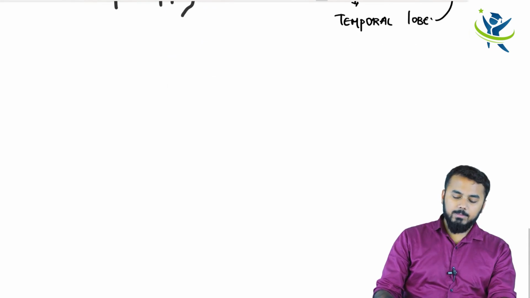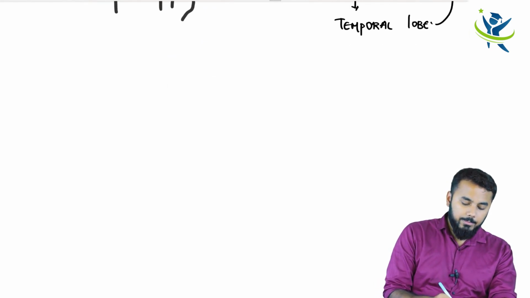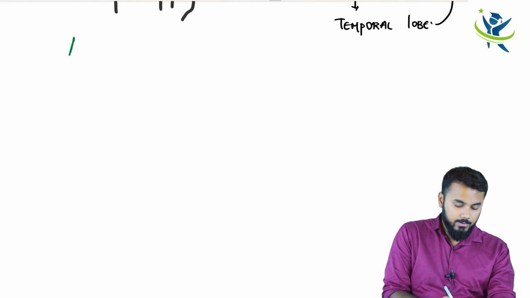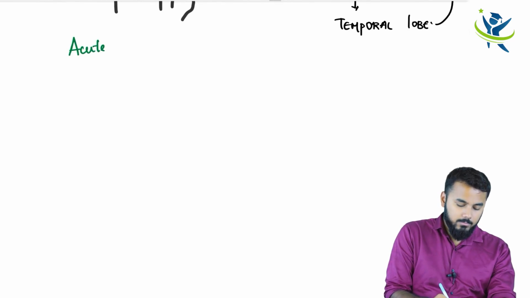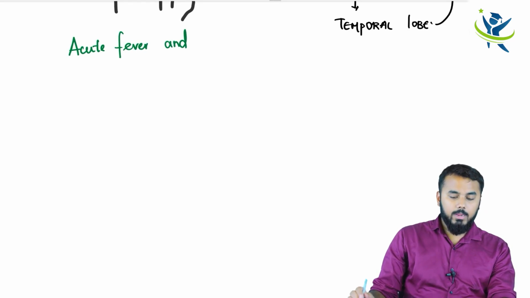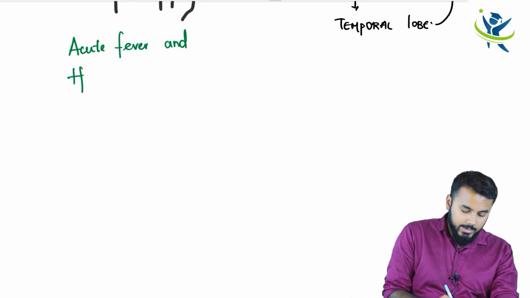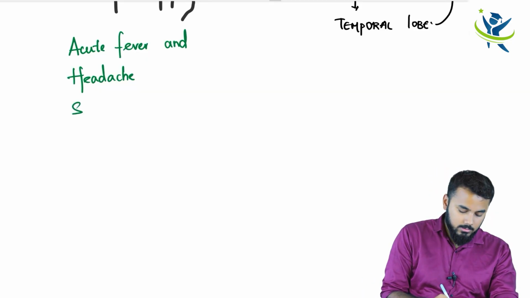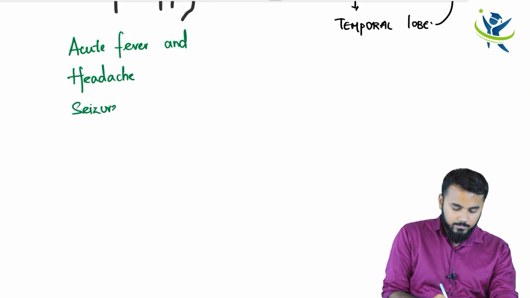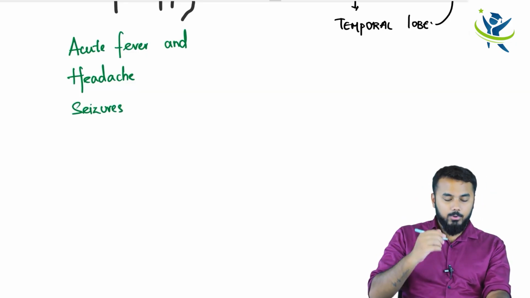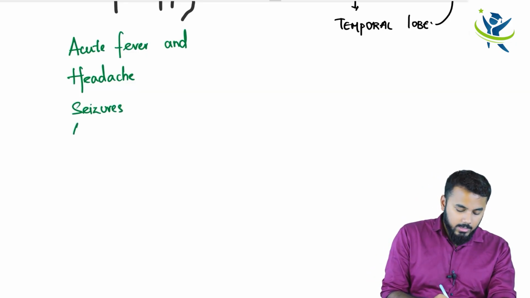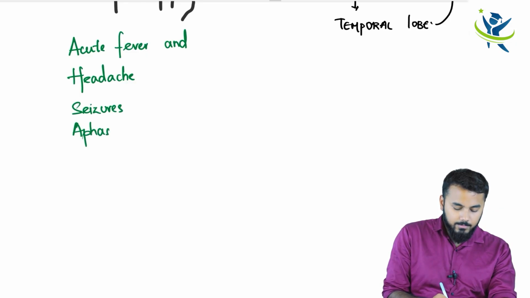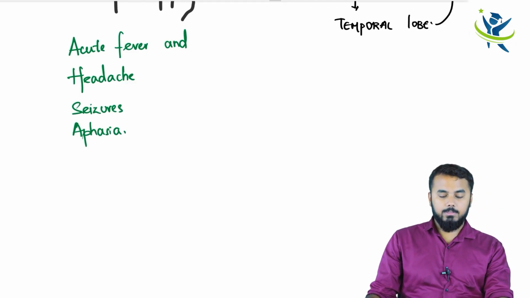So what will be the symptoms here? The patient would have acute fever, and not only acute fever, the patient would also have headache. Acute fever, headache, seizures, and as it is affecting the temporal lobe, the patient's speech will be impaired. That would be aphasia. So these are the important things.